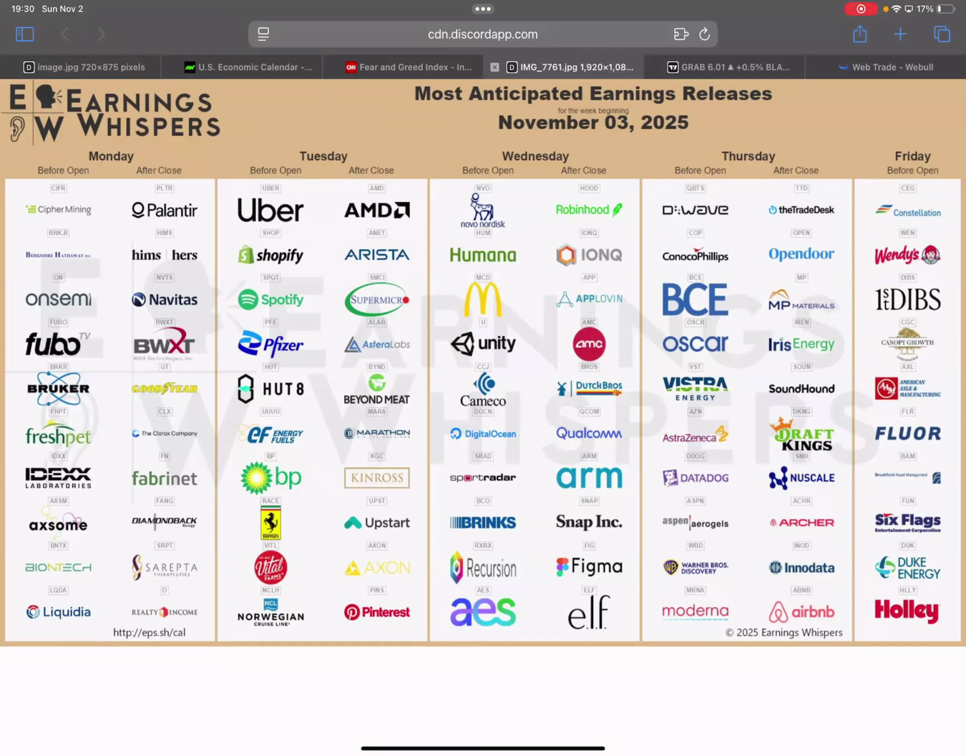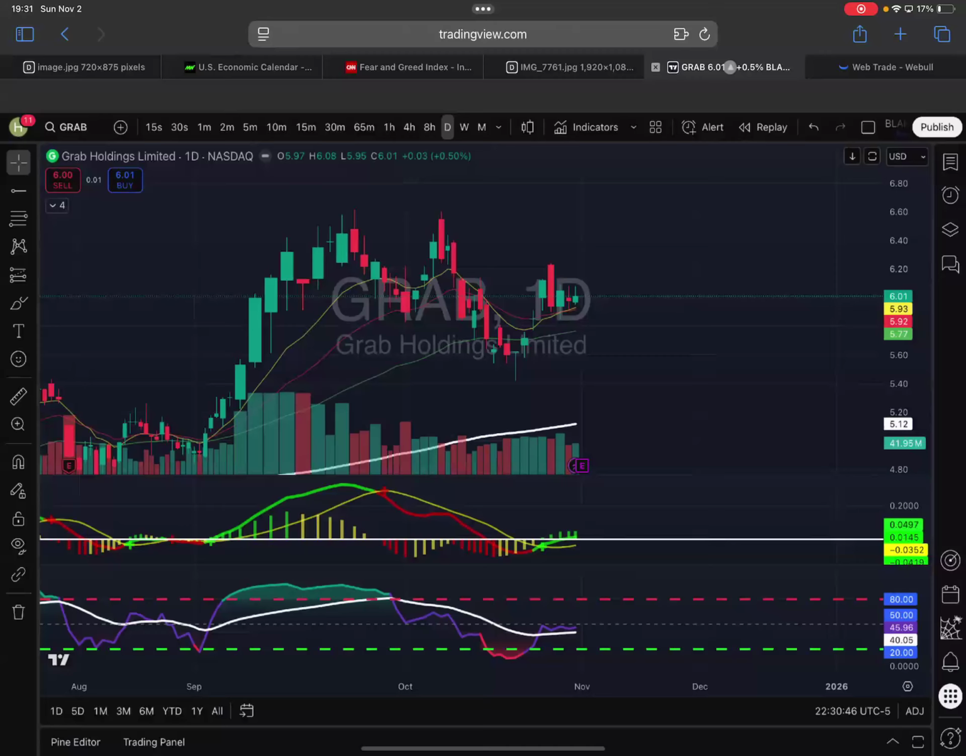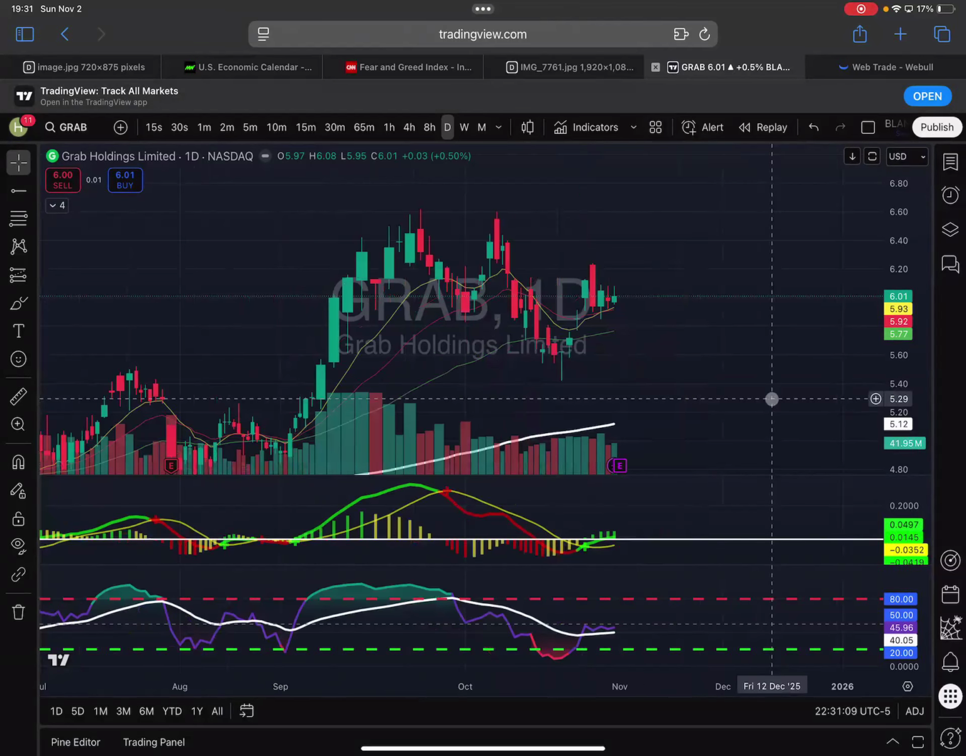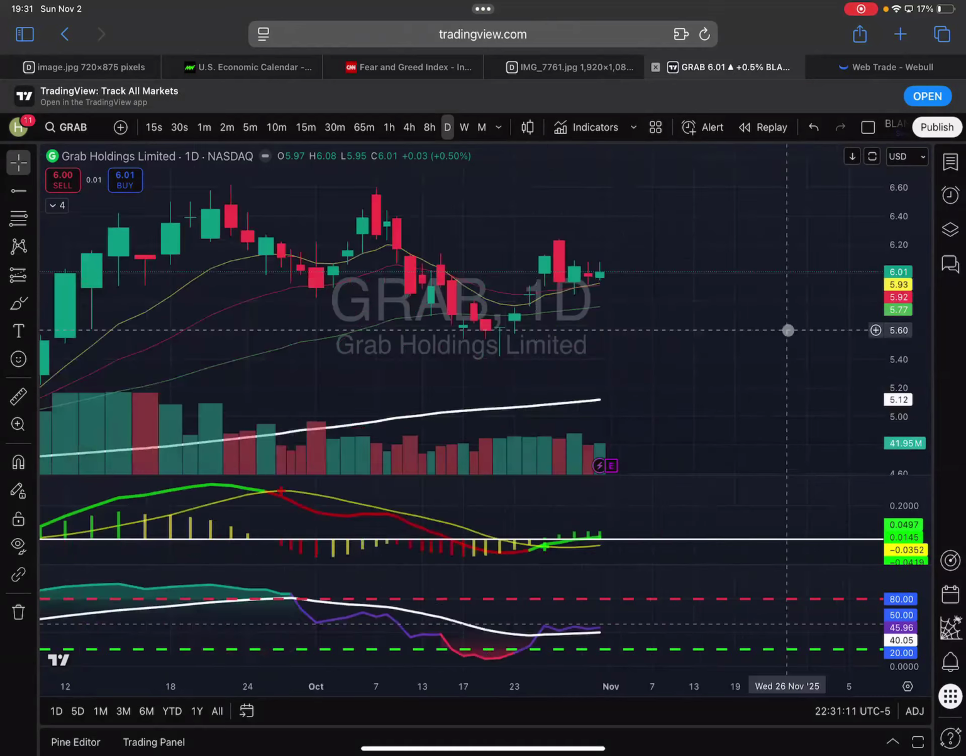We'll see. I believe it's tomorrow though. I want to say Grab has earnings tomorrow, so we're about to find out. I can probably look at the chart. Earnings date Monday, 3 November. Yep, it's tomorrow. So for those of us who aren't familiar with TradingView, right?